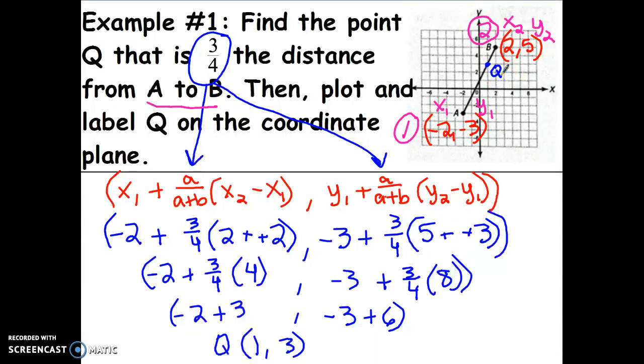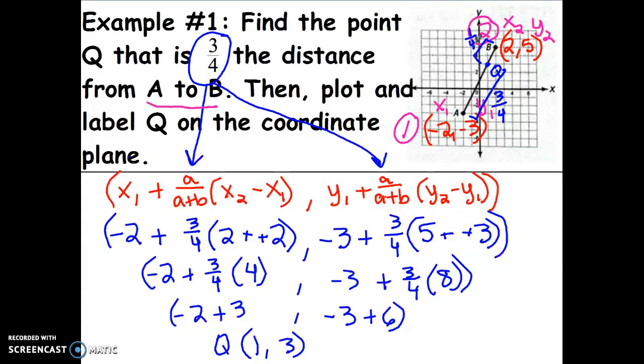Okay. So what we're saying is that if we travel from point A to B, this section right here is 3/4 of the line. Because we wanted to partition or divide this line segment 3/4 of the way. So going from A to Q is 3/4 to B. Okay, so that means that this section right here is 1/4 of the line.